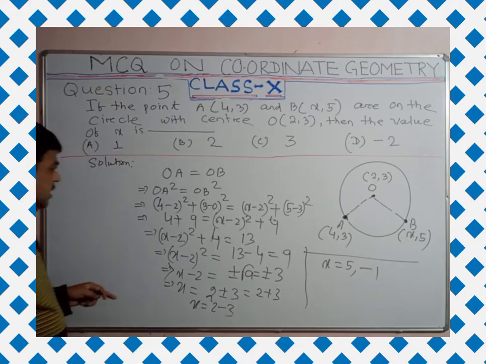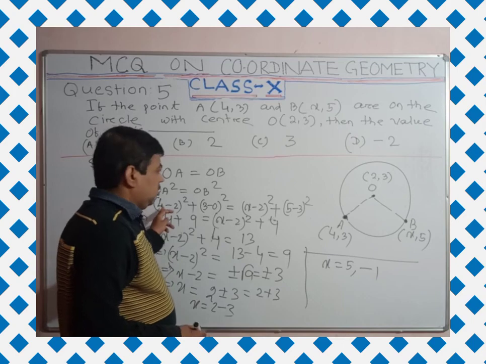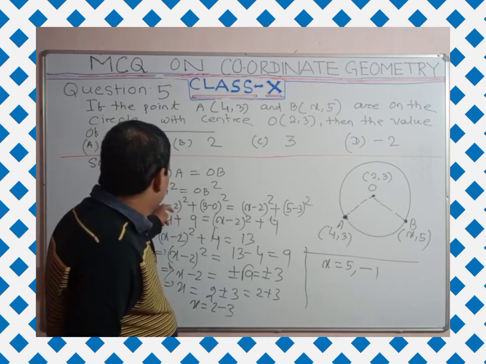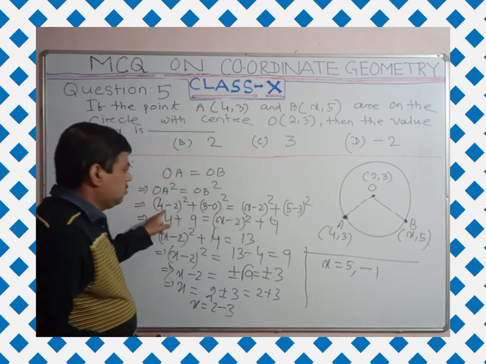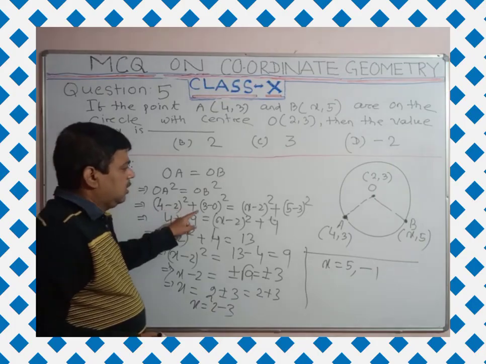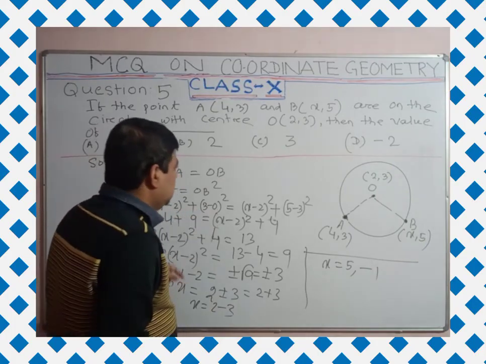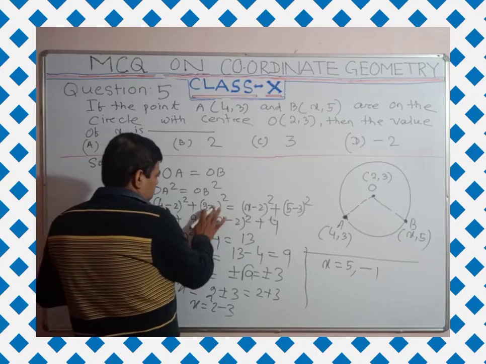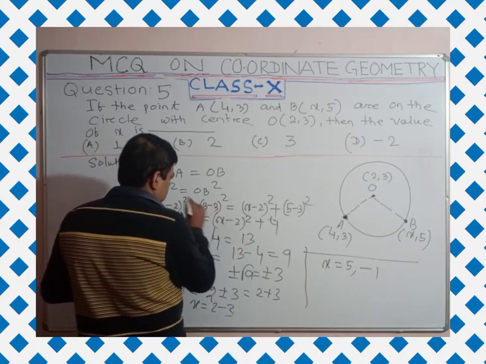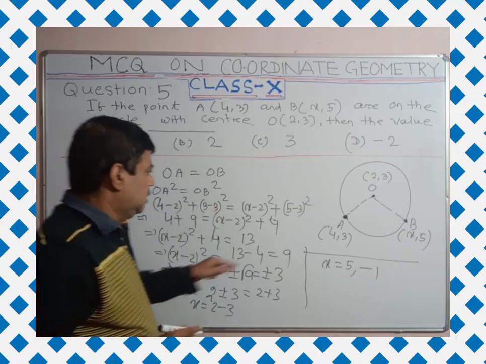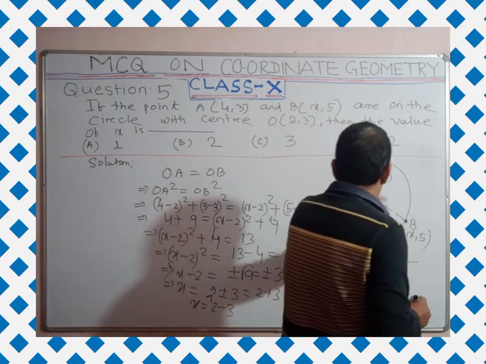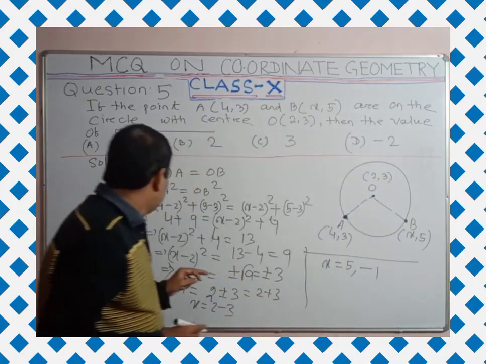Okay, you see now, OA square is equal to OB square. You see now, 4 minus 2 whole square plus 3 minus 3 whole square, students. 3 minus 3 whole square. Understand? Here 4 minus 2 whole square and 3 minus 3 whole square. Understand?